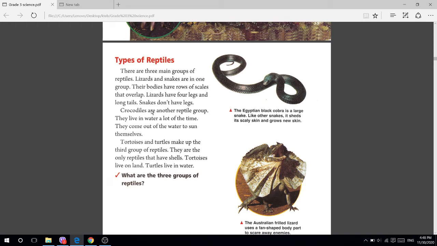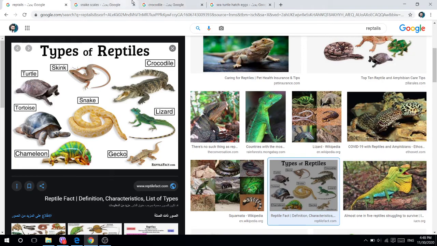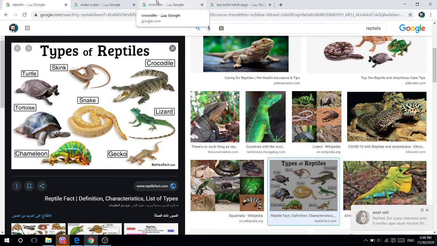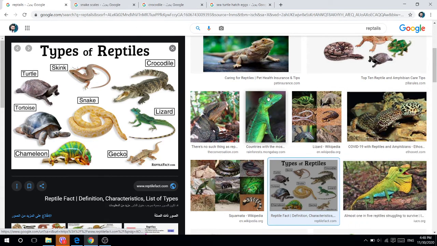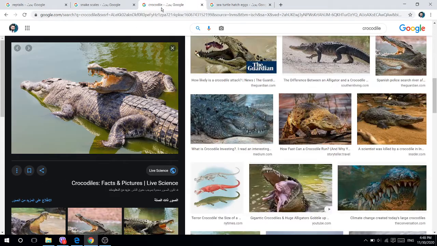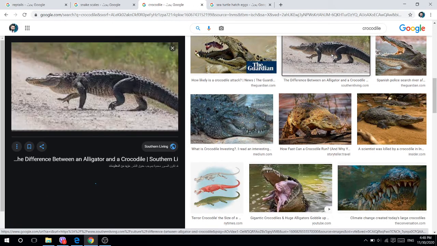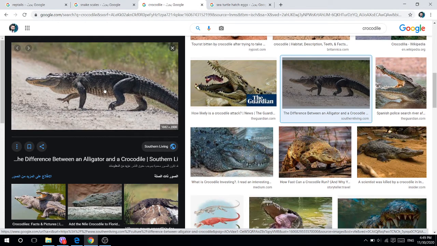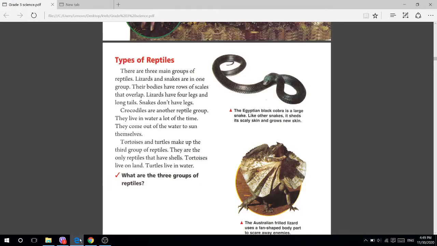Crocodiles are another group. Okay, students, they have their own group of reptiles. Look at the reptiles. We have the crocodile. This is another type of reptile. Do you see, students? This is another type of reptile. Crocodiles are another reptile group.